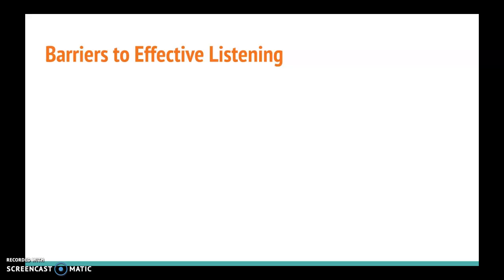We might face a number of different barriers that stop us from being able to listen effectively. And we call these barriers noise. Remember that noise is anything that interferes with our ability to listen to a message. And this noise can block or distort incoming stimuli. Now, there are several different types of noise that we might encounter.